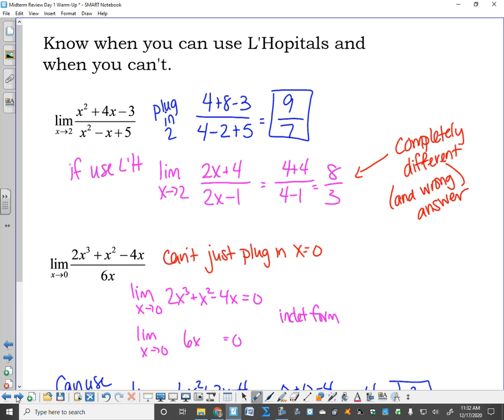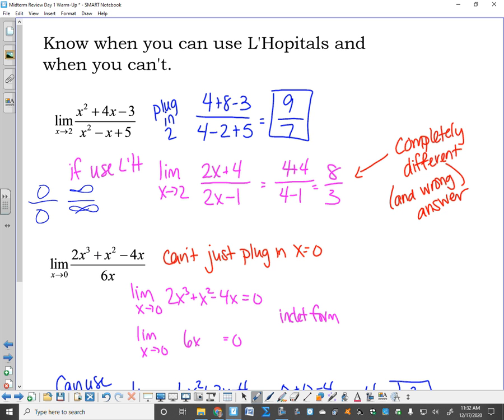If you use L'Hopital's rule, and you can't on this problem because the only time you can use L'Hopital is if you have indeterminate form, 0/0 or infinity/infinity, which I do not have. So if I use L'Hopital's rule, I take the derivative of the top, the derivative of the bottom, and redo my limit, I get 8/3, which is a completely different and wrong answer.